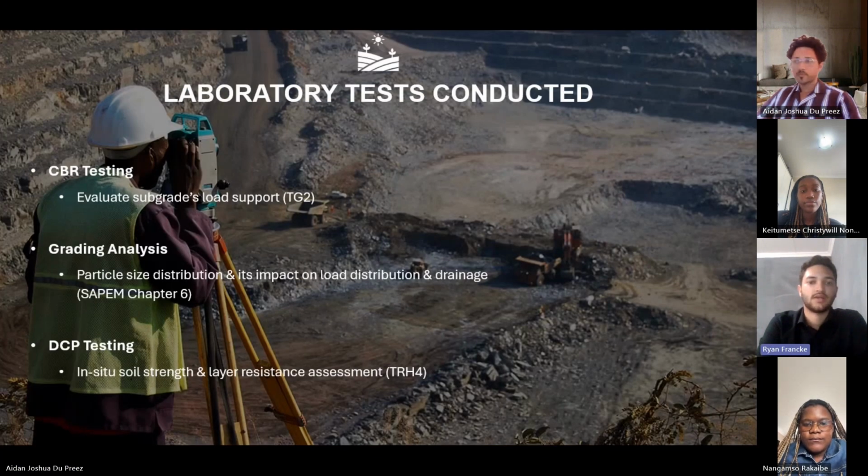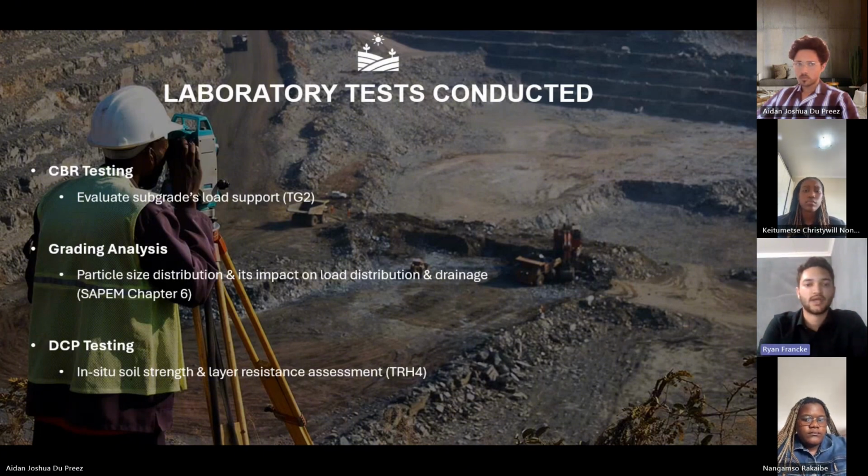We will discuss the laboratory testing conducted. We will look into the CBR testing, grading analysis, and the DCP test. As outlined in the TG2, the CBR test is a widely used method for evaluating the strength of subgrade soil and its ability to support the stresses imposed by traffic loads.